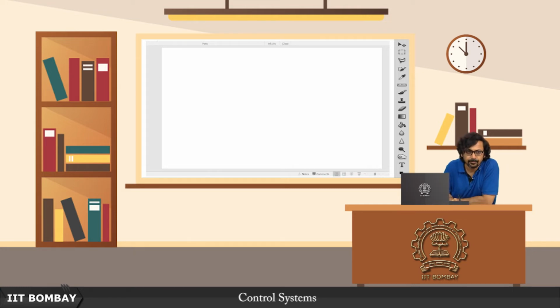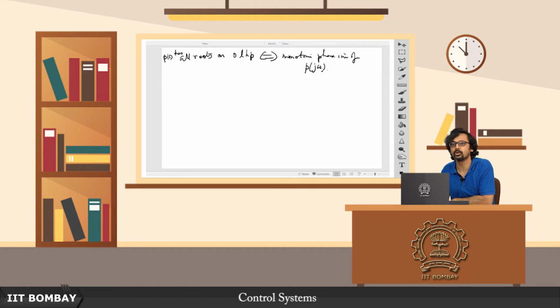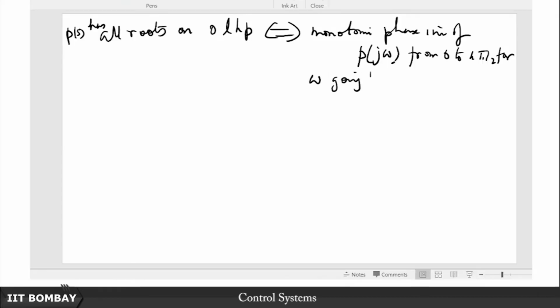So first, P(s) has all roots on the OLHP. It goes both ways: it implies and is implied by monotonic phase increase of P(j omega). This means a monotonic phase increase from 0 to n pi by 2 for omega going from 0 to infinity.